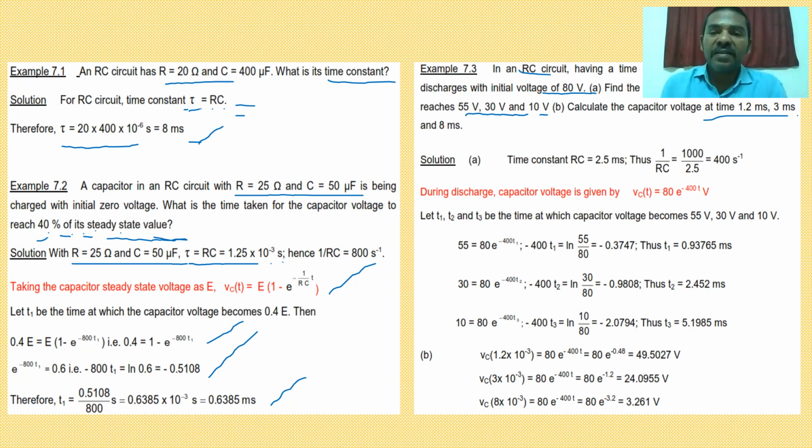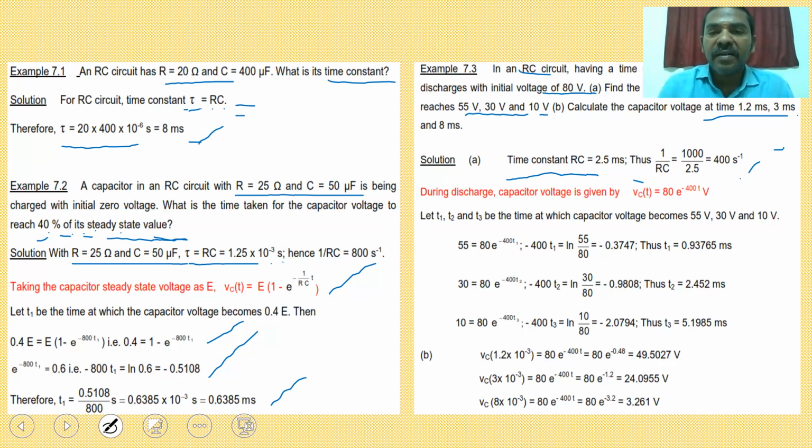First, the R value and C value are given. The time constant tau is equal to R into C. Finally, if you substitute the values of R and C, you get 2.5 milliseconds. So 1 by RC is equal to 10 power 3 divided by 2.5. So you are getting 400 per second. Now for your first question, you have to calculate the different voltages for finding the value of times.